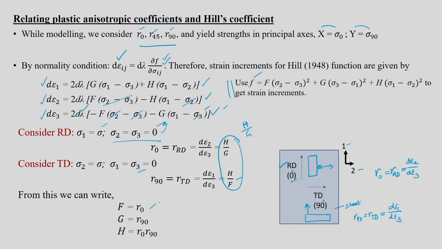From this entire relationship, I am going to write these three. F is nothing but r0, g is nothing but r90, and h is nothing but r0 r90. How are we writing it? We are writing it in combination with these two. Suppose you substitute it here, r0 is equal to h by g. So r0 is equal to, what is h? h is r0 r90 divided by g, which is r90, which is nothing but r0. So fine, satisfied. And r90 is equal to h by f, so r0 r90 divided by r0, which is nothing but r90, which is also satisfied. So it is going to be simple for us now. F, G, H are becoming R0, R90 and R0 R90 respectively.